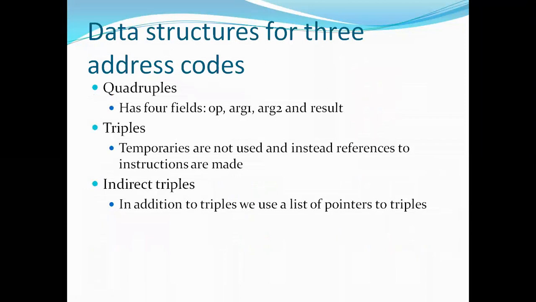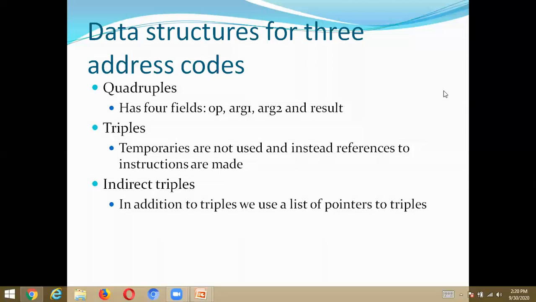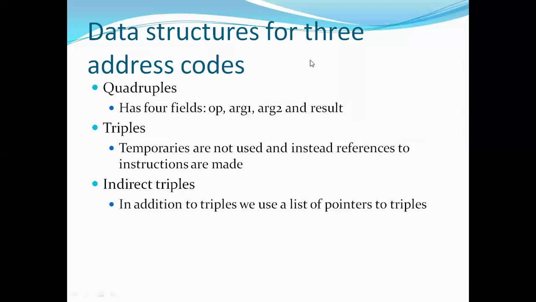The second data structure is the triple data structure. After knowing the representation of the quadruple, a structure with at most 4 fields, now we need to know about the triple. And here in the triple representation, the use of temporary variables is avoided.